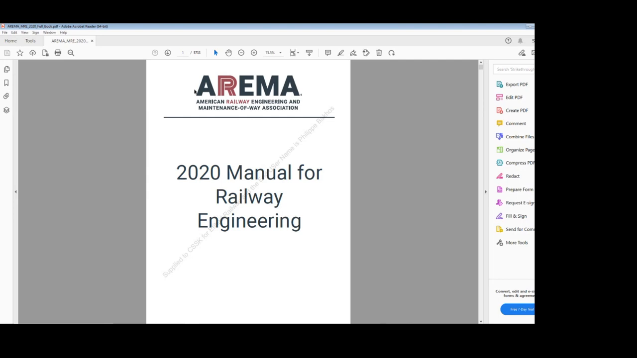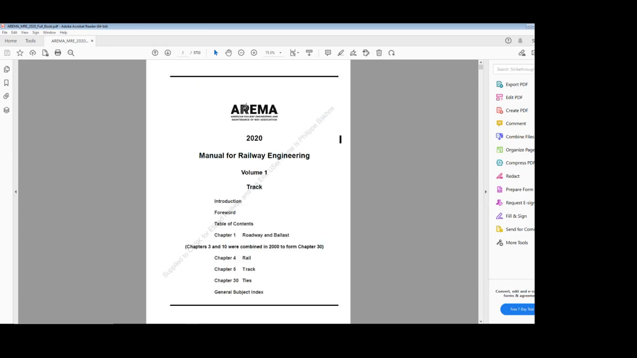This applies in American countries and other parts of the world. Basically, in the Middle East we use the American standard. Now, AREMA is an abbreviation of the American Railway Engineering and Maintenance-of-Way Association. This standard for railway structures consists of four volumes. Volume one is for track.